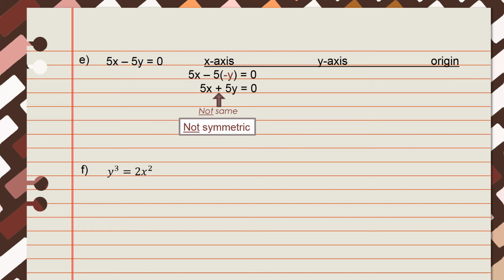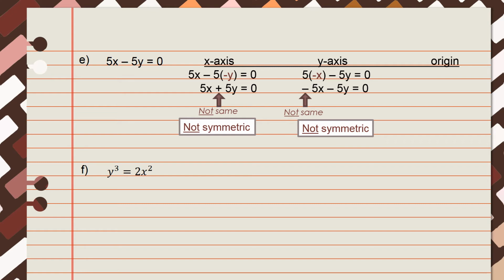Now we're going to test to see if it's symmetric to the y-axis. Again, looking back at your notes, for it to be symmetric to the y-axis, we simply replace x with a negative x. And so a positive 5 times a negative x gives us negative 5x, and then we still have minus 5y equals 0. Compare this equation to the original. Is it exactly the same? No. Notice there is one sign that is different. So since this is not the same, this is not symmetric.